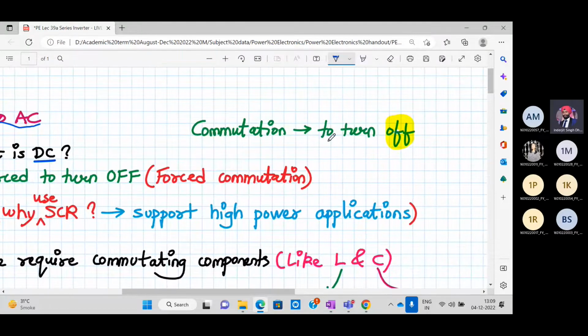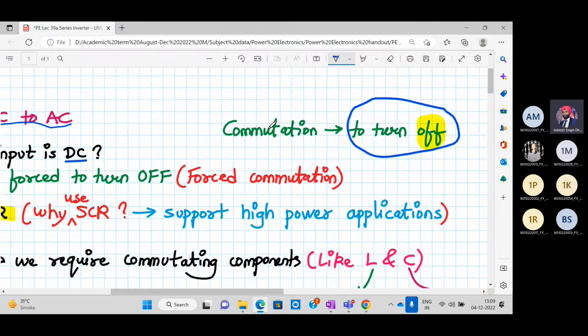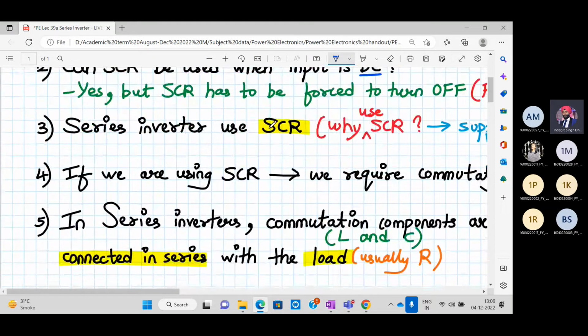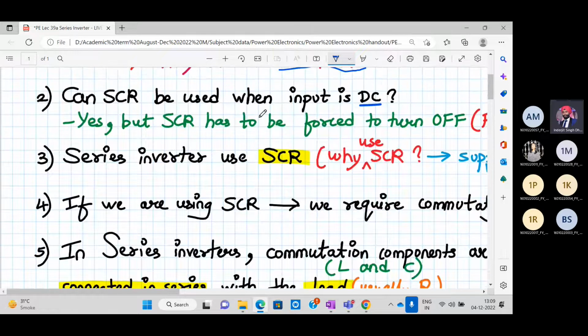Okay, and commutation means turning off some device. And basically, what you want to turn off is the SCR, right? So a series inverter uses SCRs. That means there should be some provision for this SCR to turn off.